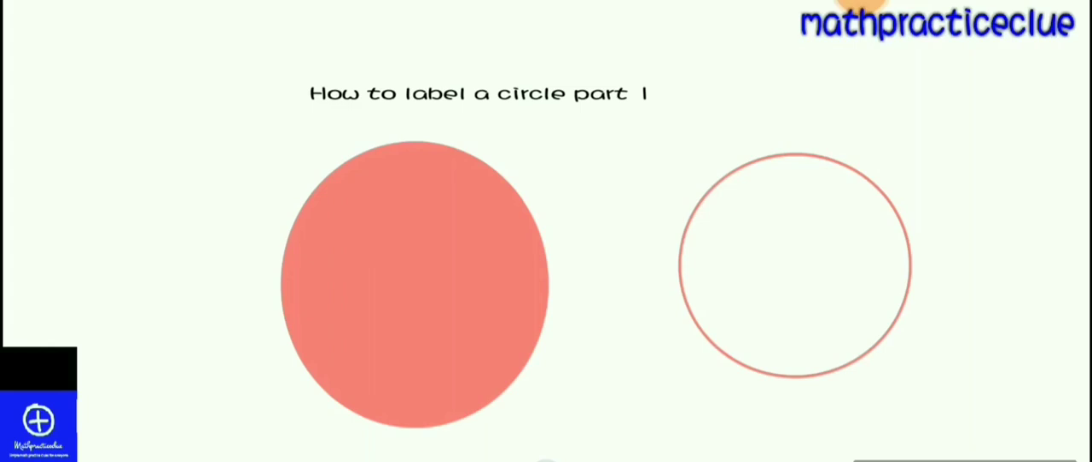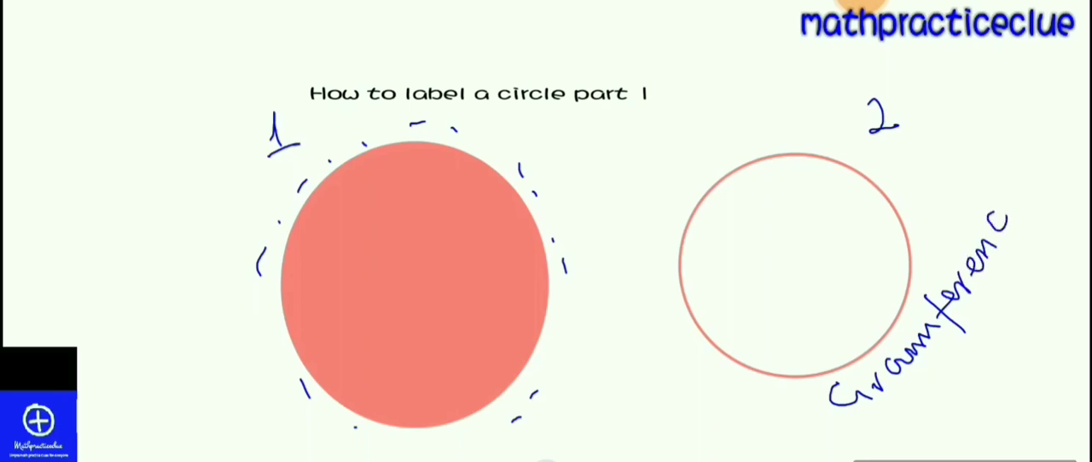Now, consider this circle. Let me call this circle 1, and this one circle 2. Let's consider circle 2 to be the outer boundary of circle 1, something like this. So this is the outer boundary of circle 1. We are going to call this the circumference, just the outer boundary of the circle. So that's the first labeling.